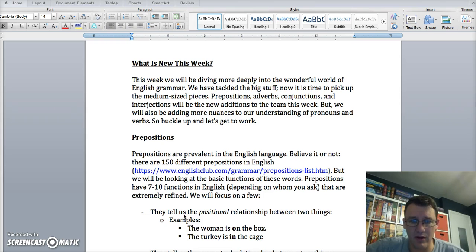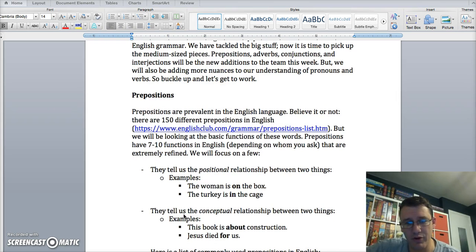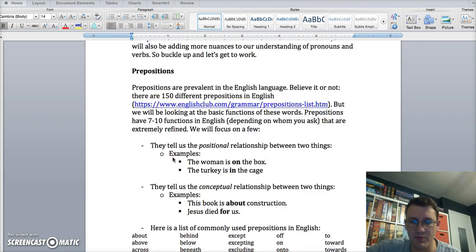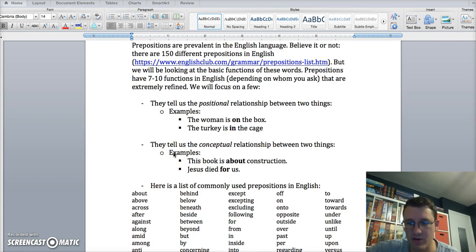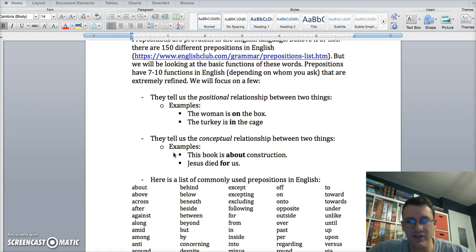So here, if you're not familiar, you can click on this link that I've included here, which will give you an exhaustive list of prepositions, but I'm not really interested in you memorizing every English preposition. Please don't do that. Here are some common ones that I've included. The basic idea, and I introduced this a bit last week, is that you just need to know the 2 different ways that prepositions are used, both positionally and conceptually.